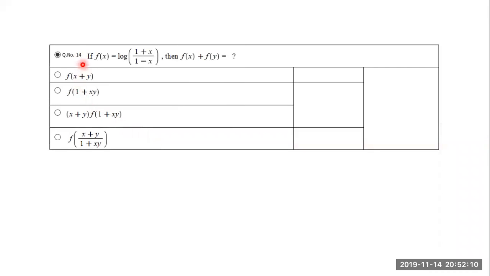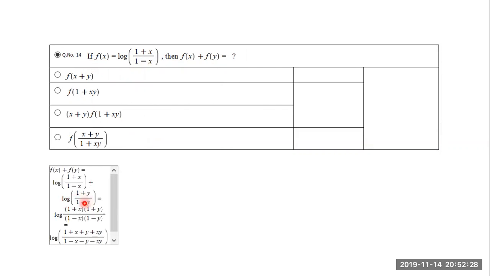Now we will see the next problem. 14. If f(x) is equal to log of (1 plus x) by (1 minus x), then f(x) plus f(y). See, we know this. What is f(y)? f(y) is log of (1 plus y) by (1 minus y). And f(x) plus f(y) is log of (1 plus x) by (1 minus x) plus log of (1 plus y) by (1 minus y). Log a plus log b is equal to log ab. Therefore, I just multiply: log of (1 plus x) into (1 plus y) divided by (1 minus x) into (1 minus y).